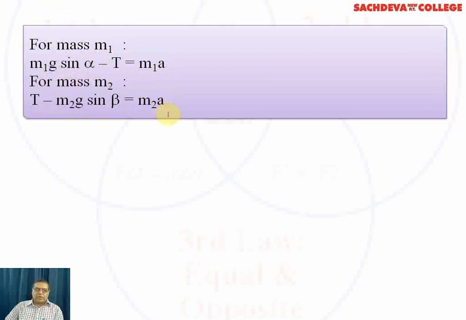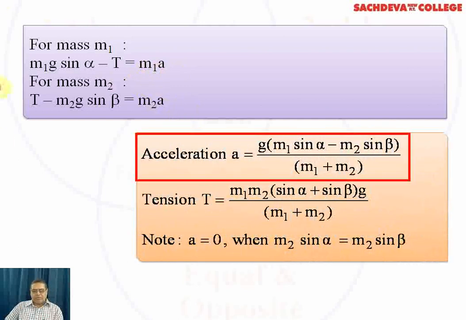When we use the term M1A or M2A, basically force is mass into acceleration. That concept is being applied here. And when we say M1g sin alpha minus T, obviously M1g sin alpha is greater than T. And when we say T minus M2g sin beta, it means T is greater than M2g sin beta. Now, we can calculate acceleration from these equations by the method of substitution and elimination.